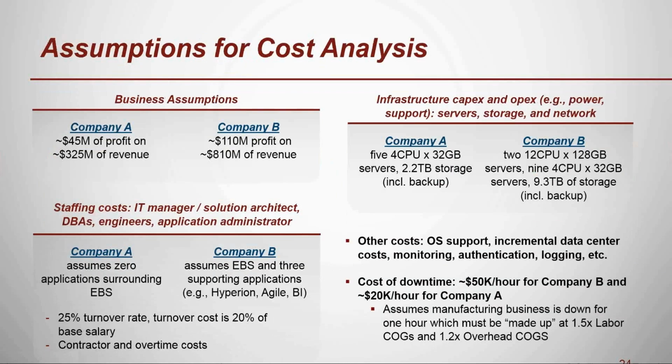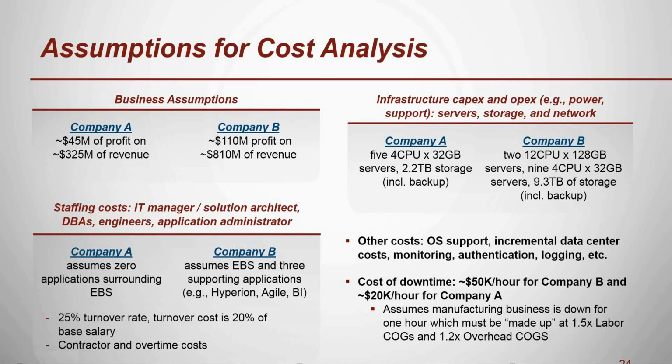So some of the assumptions that we're making in the cost analysis, for company A, we're assuming that it's just eBusiness Suite. For company B, we assume eBusiness Suite and 3 other ancillary applications. And for the purposes of this exercise, we chose Hyperion, Agile, and Oracle Business Intelligence. We assumed a 25% turnover rate, and that the turnover cost is about 20% of an FTE's base salary. We also estimated some spend in terms of contractor and overtime costs for things where you have to do maintenance in the middle of the night and things like that, as well as some level of hardware infrastructure refresh cost as well.